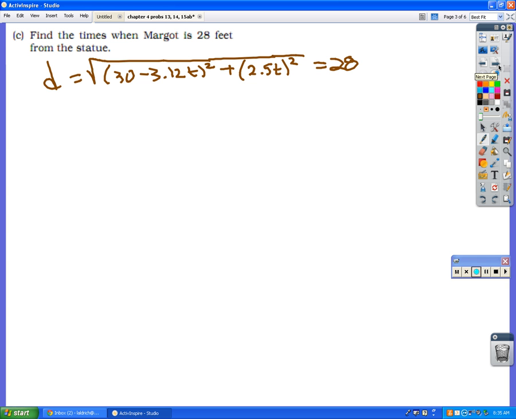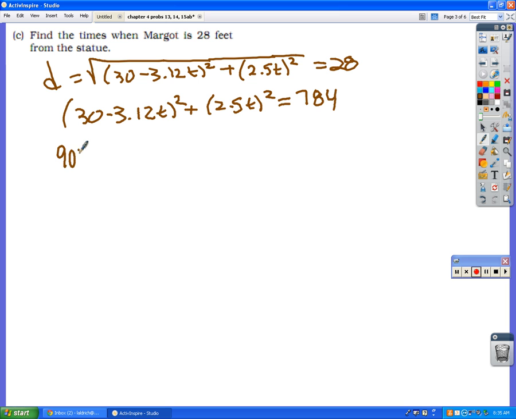You want to square both sides? Well, we're going to need to. Okay, let's do it. So 30 minus 3.12 t squared plus 2.5 t squared equals, what's 28 squared? 784. Okay, then we need to FOIL this out, right? So 30 times 30 is 900.